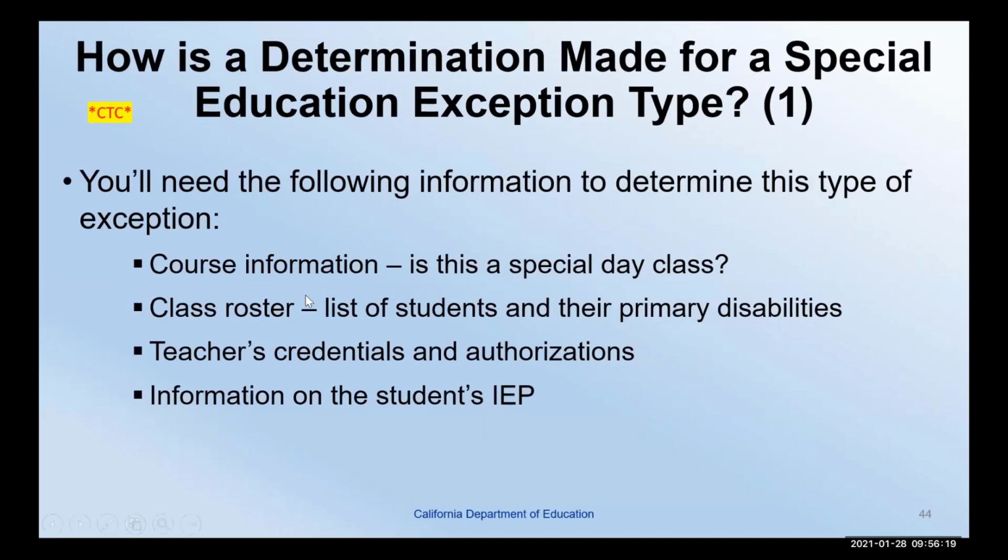Yeah, so if you come across a special education exception type, you'll need the following information. The course information, such as if the class is a special day class. So you'll need the class roster. You'll need to know the students in the class and what their primary disabilities are. As well, you will likely need to know the student's IEP information. You will want to know the educator's valid credentials and authorizations on census date so you can compare the two.